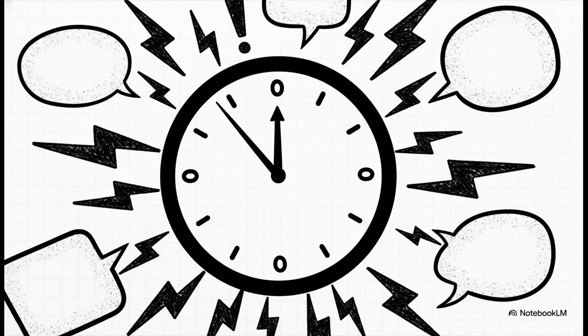Then, right as the clock strikes noon, question hour wraps up and the infamous 0 hour drops. This is where things get incredibly dynamic. Members can suddenly raise urgent public matters without giving any prior notice whatsoever. Because it's completely spontaneous, this is exactly when you see the most heated discussions, the charges, the countercharges, and constant interruptions. It is raw, unscripted democracy at its peak.